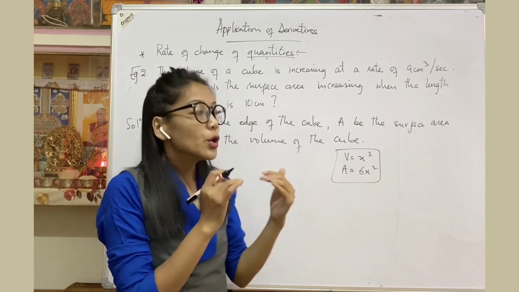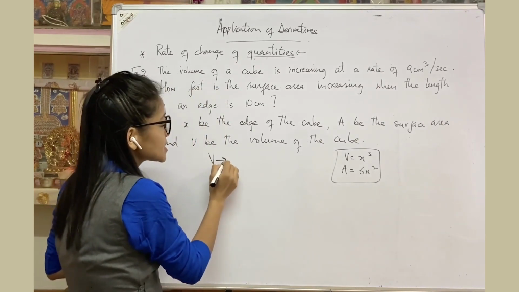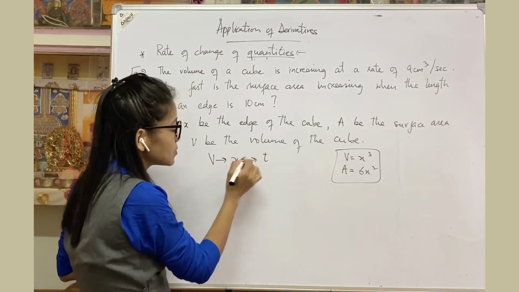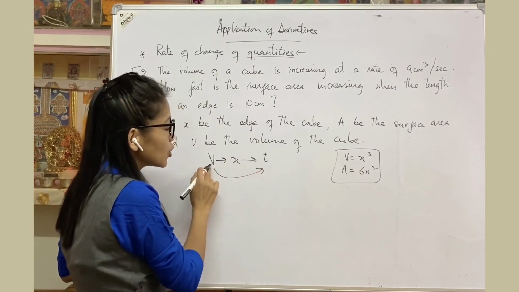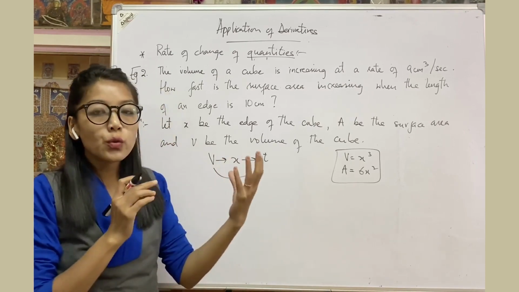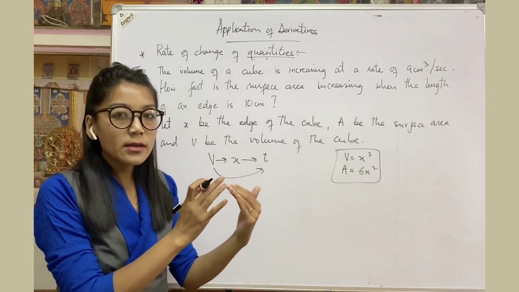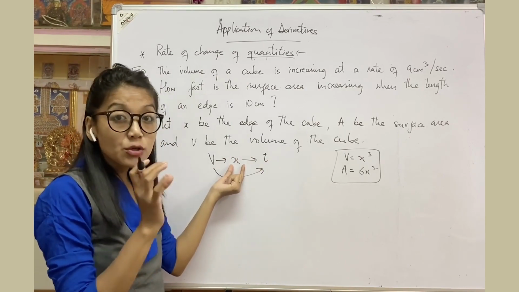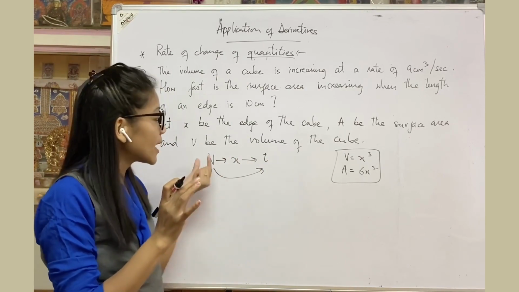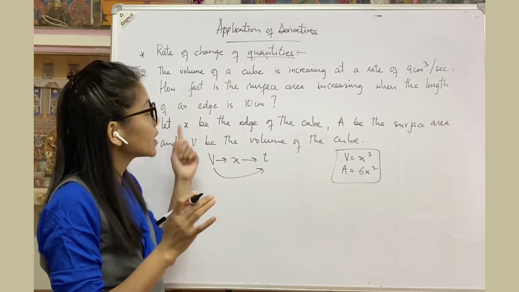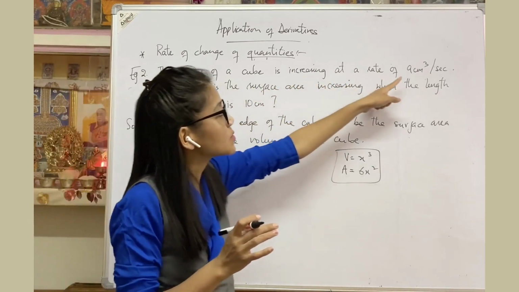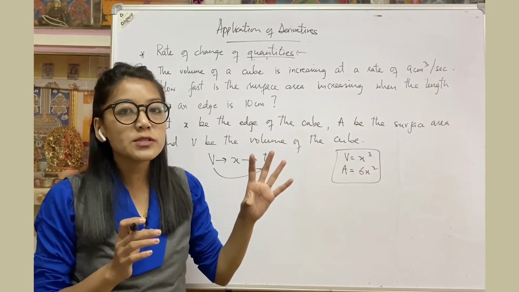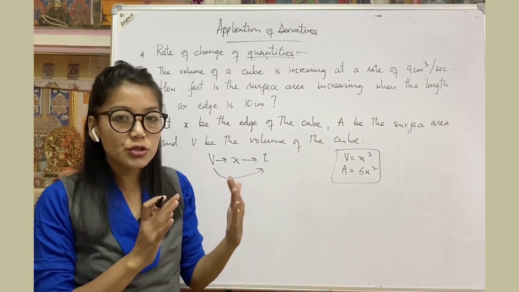So it means volume is depending on side, and side is depending on time. Therefore volume is depending on time. So in per second, the side is being increased, and corresponding to that volume is increasing. Therefore we are given the rate of change of volume with respect to time. We are not given the rate of change of volume with respect to side. So you should understand this.